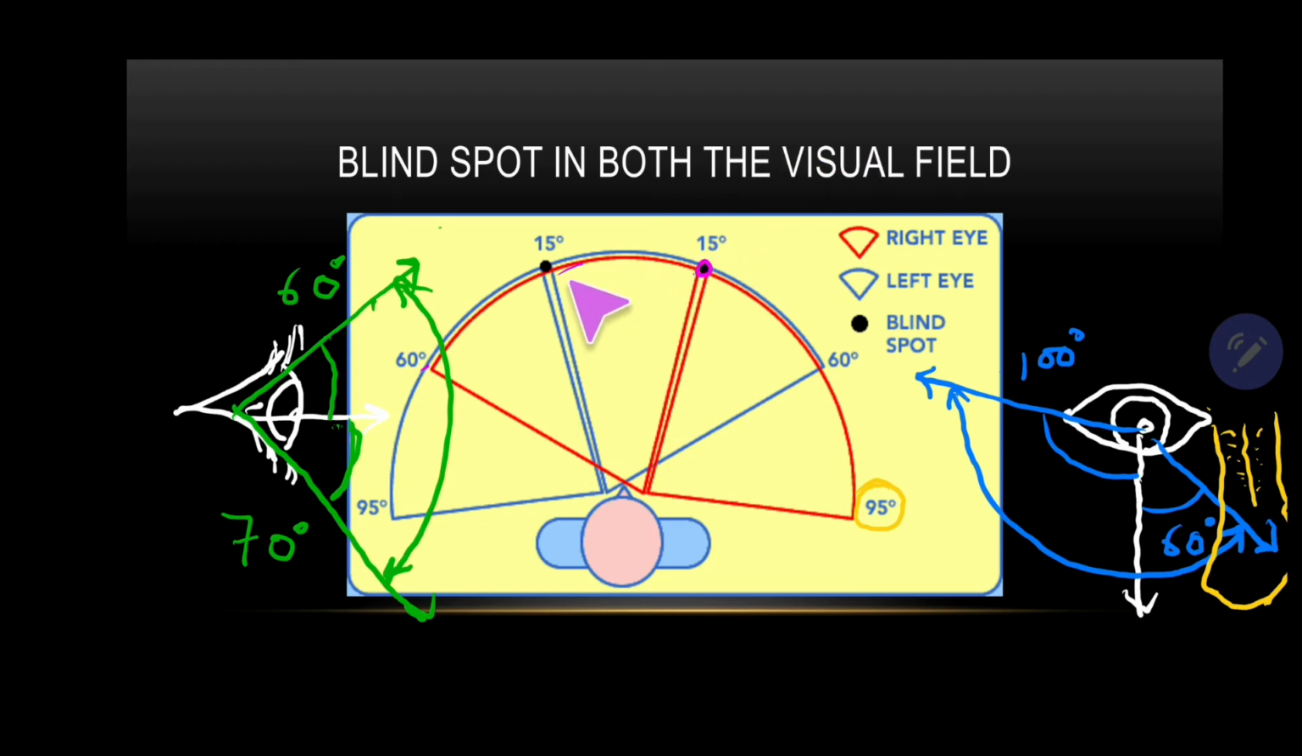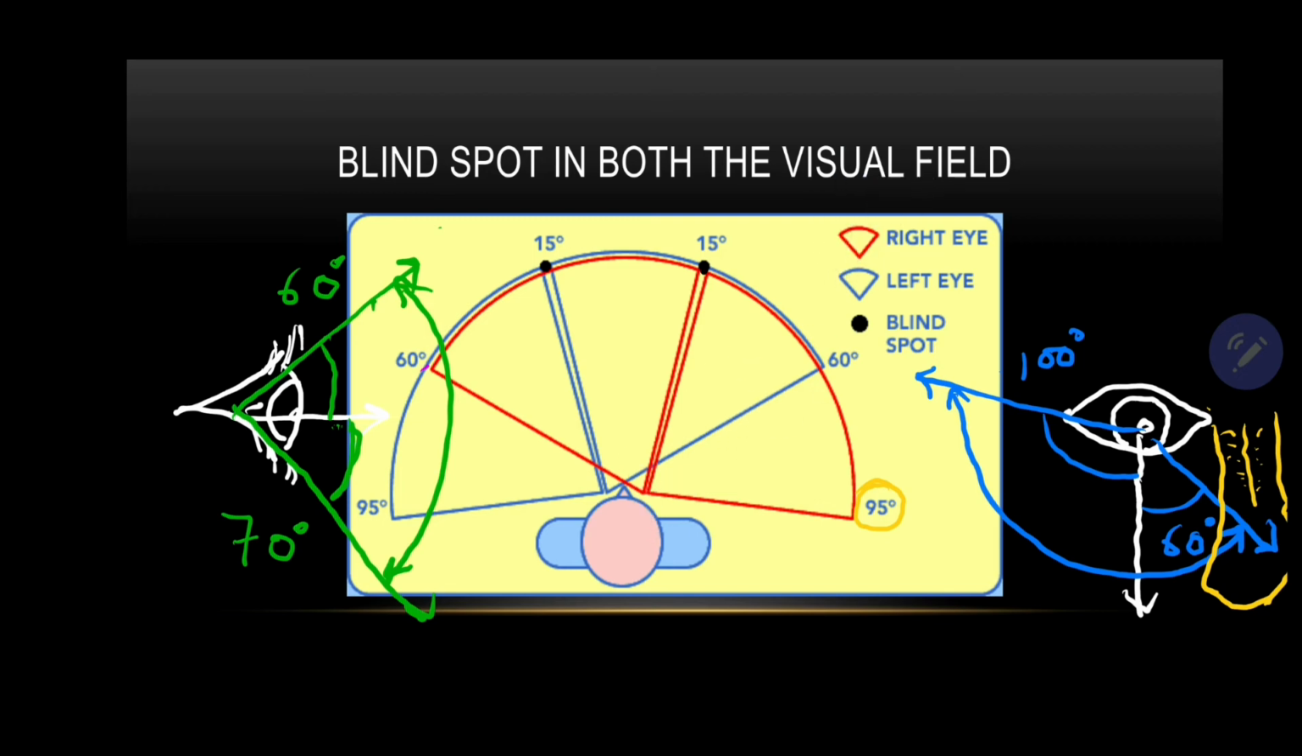Similarly, let's say this is the image of the optic disc here. So this actually is a blind spot for the left eye, but you will not see it in binocular vision. Why? Because this is forming an image on the opposite eye also. Got it? So because of this binocular vision, you don't find a blind spot when you are seeing with both the eyes. Got it?